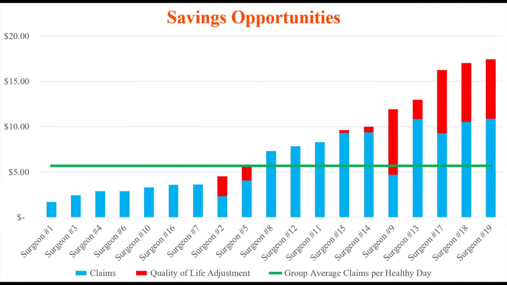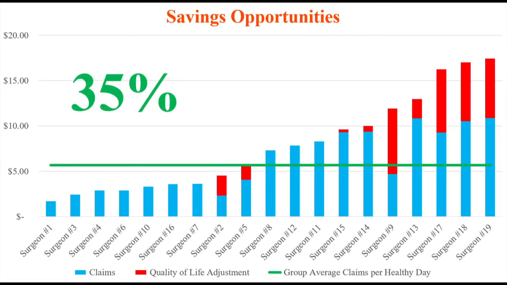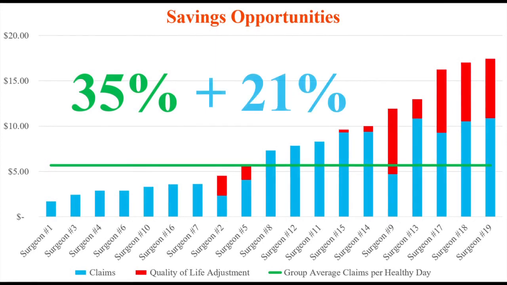Finally, let's compare all the surgeons to the average for the group, the green line. This really demonstrates the power of these analytics and the magnitude of the savings opportunities. If we took all the patients going to worse than average doctors, those whose columns are above the green line, and moved them to that average, not to one of the better doctors on the far left, but just to the green line, we could decrease our costs on those patients by 35% and increase their healthy days by 21%.